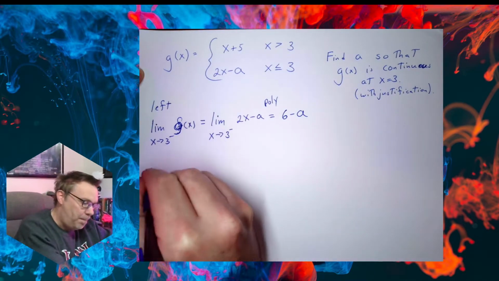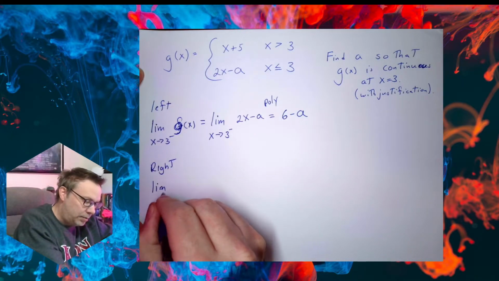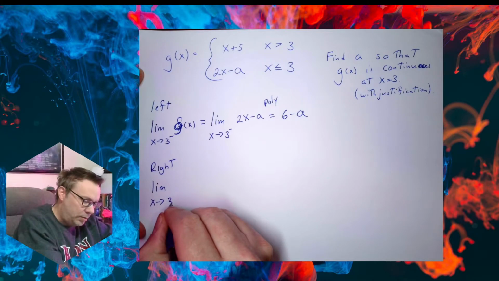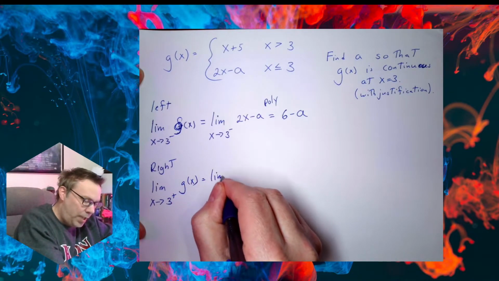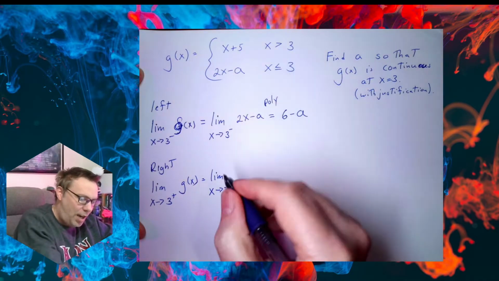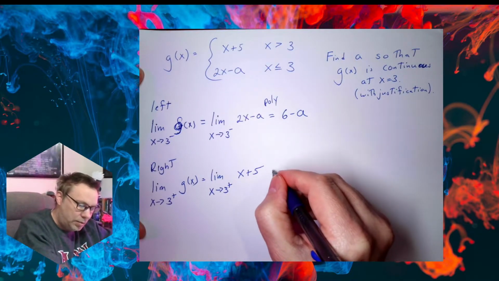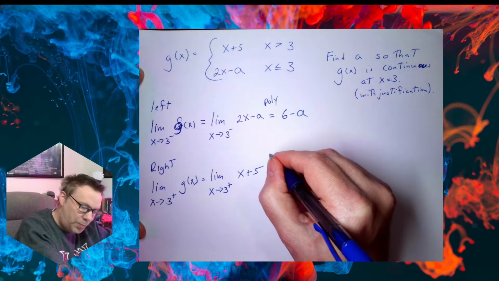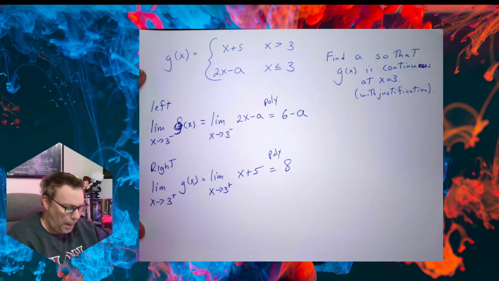That's the left limit. Now the right limit, again, let's write things down. Do not skimp on this. And when x is bigger than 3, I'm going to use the top rule, which is x plus 5. Again, oops, I almost missed this step. That's a polynomial, there we go.